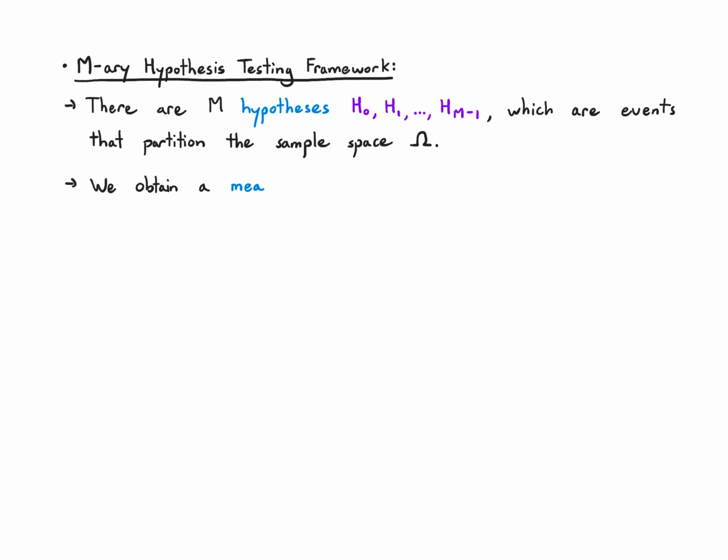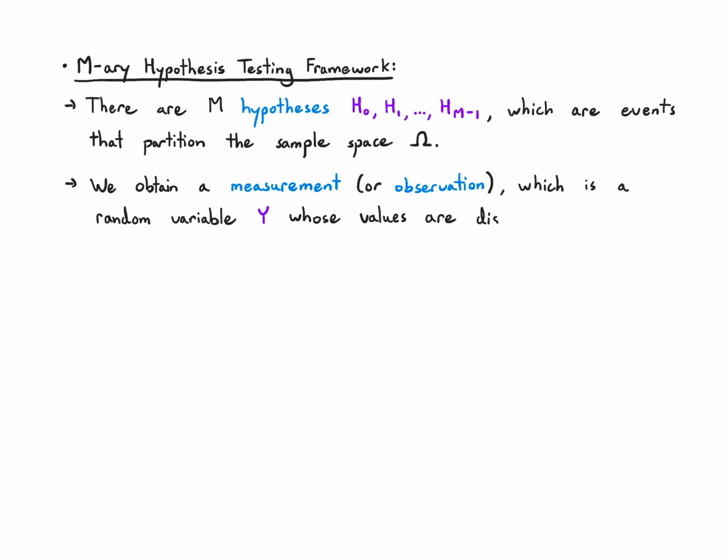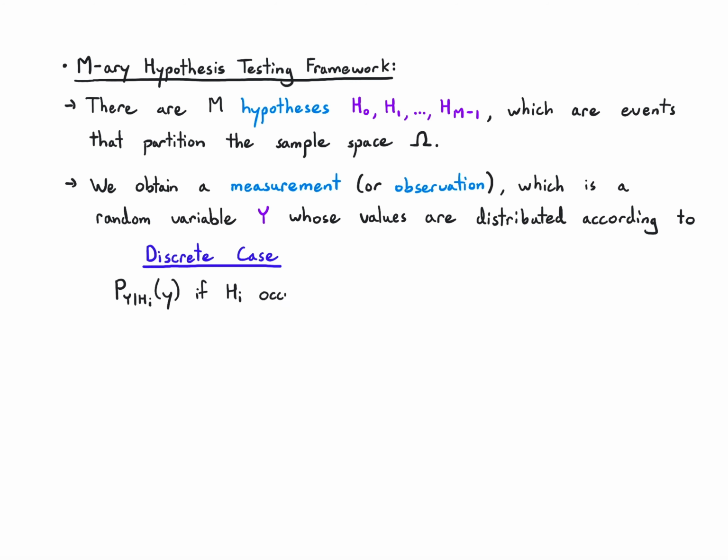All right, I'm going to get a measurement. Again, let's just say it's a scalar, so it's a measurement or an observation. We're just going to say this is a single random variable y that I get. And as usual, it's going to have some conditional distribution for each hypothesis. So in the discrete case, I'm going to have the conditional PMF of y given Hi, if Hi occurs, for i equals 0 up to M minus 1. Continuous case, same thing, I have f of y given Hi.